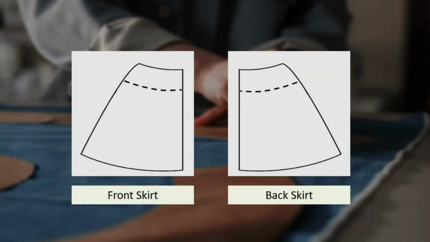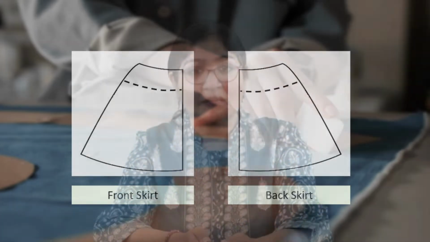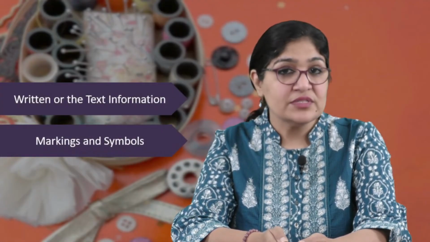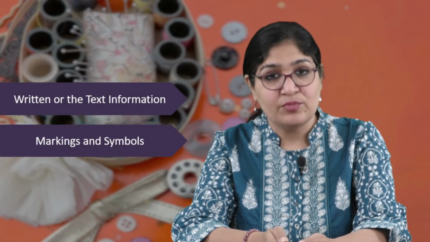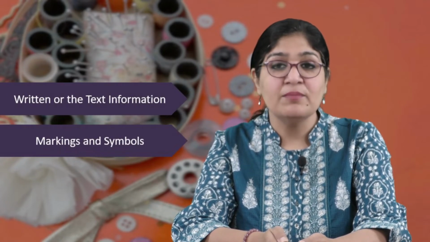According to our design, we will have to trace the facings of the front and back skirt separately. Now let us complete the pattern with information and markings. The instructions and symbols that are marked on a pattern generally fall into two categories. First is the written or text information, and second are the markings and symbols.